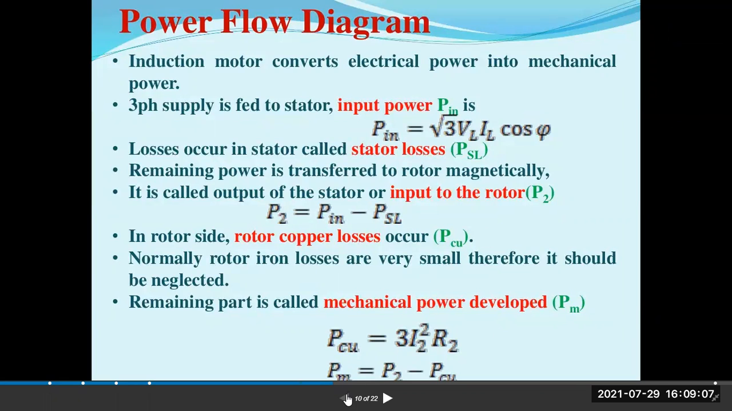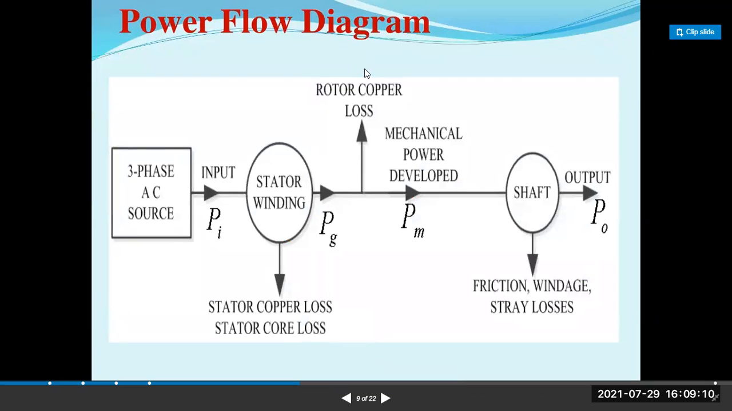That is your rotor copper loss. So from here, you can say this is the rotor copper loss. You are giving input as root 3 into line voltage into line current into cos phi. Now in this part, there is a loss, which is named as PSL. So the output at this point, PG, will be input minus loss. That will be the output of the stator.